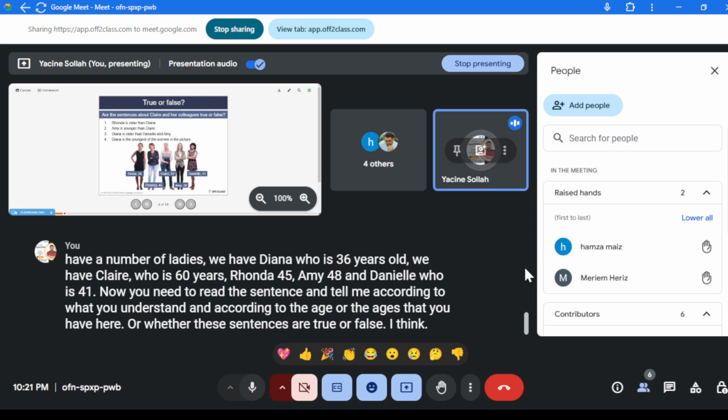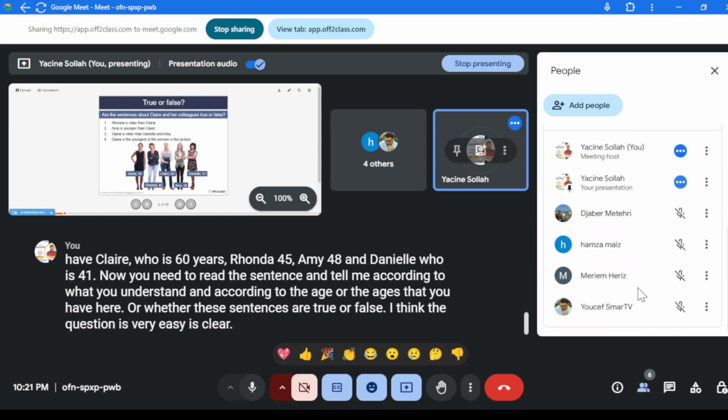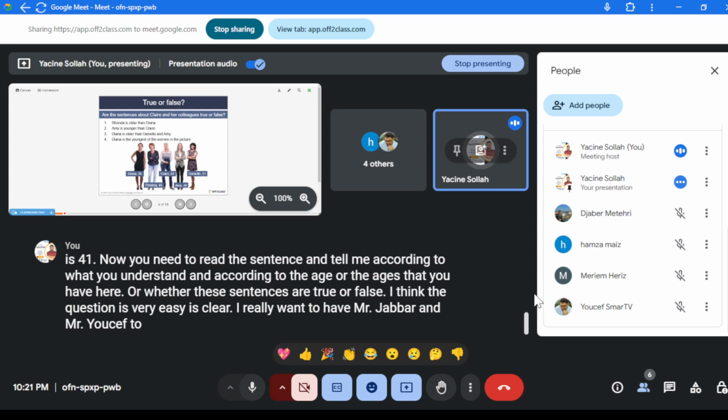I think the question is very easy, is clear. I really want to have Mr. Jabir and Mr. Yusuf to participate with us. Jabir and Yusuf, are you with us?